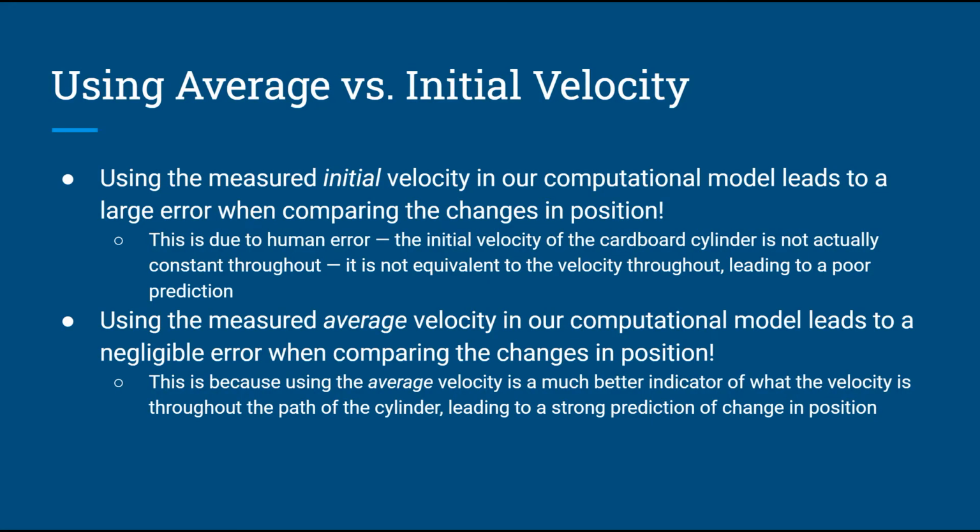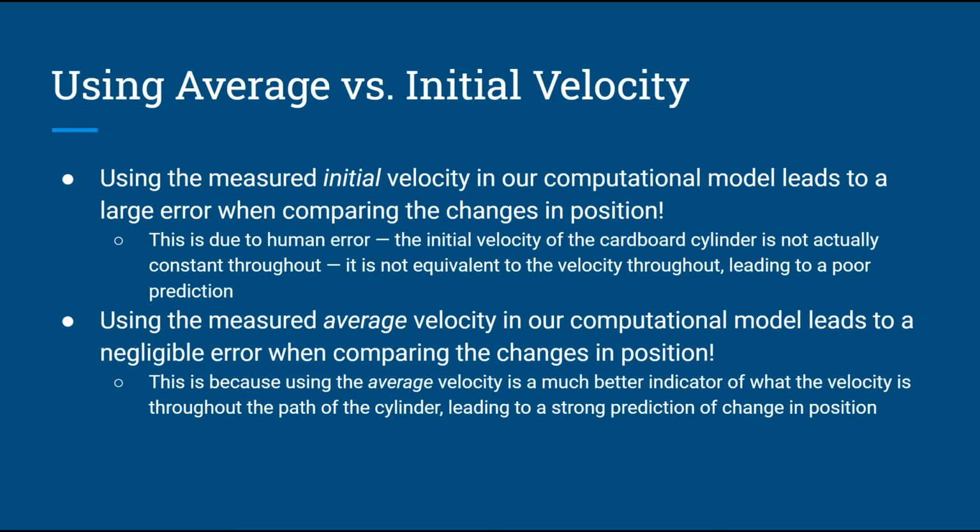It is important to understand which velocity of the rolling cylinder we use to understand how we apply the computational model. There are two choices for which velocity to use in our computational model. First of all, we can use the measured initial velocity in our computational model, which would lead to a large error when comparing the changes in position. This is due to personal human error. The initial velocity of the cardboard cylinder is not actually constant throughout. There's a slightly stronger push at the very beginning, which leads to a velocity that slows down slightly. It's not equivalent to the velocity throughout, which leads to a poor prediction.